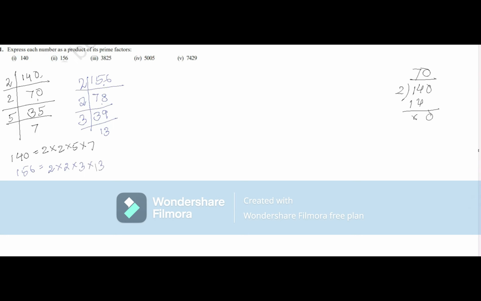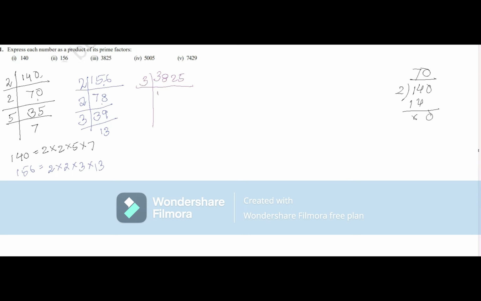Now next question, if I take it up, next question is 3825. Now I will again divide. It is not divisible by 2. To find if it is divisible by 3, I have to add the digits. 8 plus 3, 11. 11 plus 2, 13. 13 plus 5, 18. So it is divisible by 3.